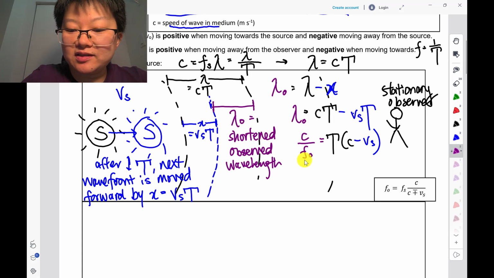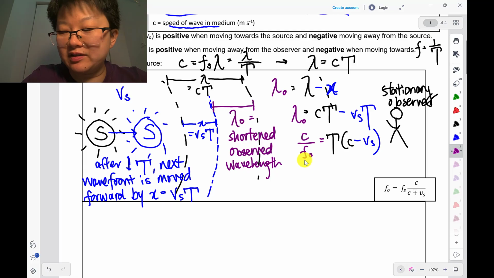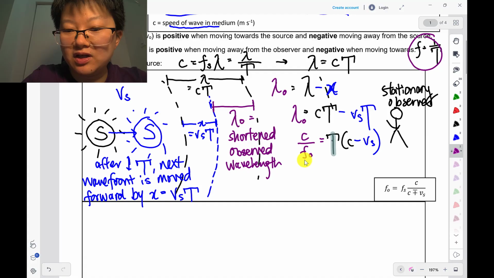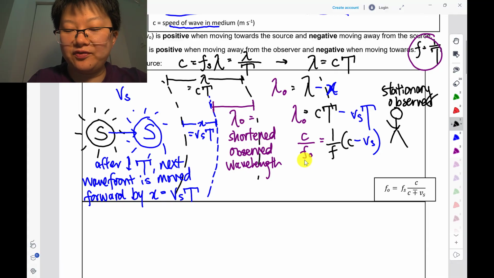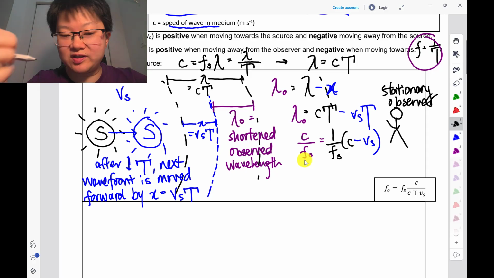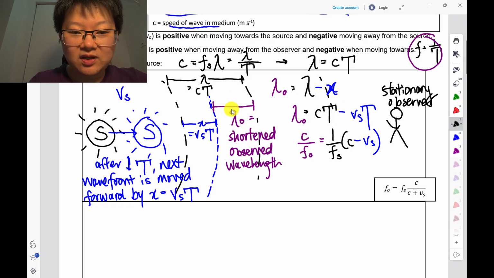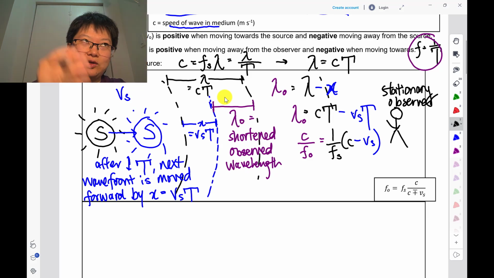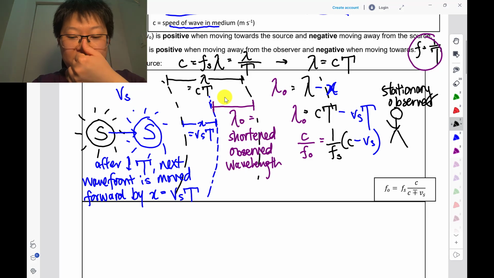And likewise, I can do the same thing for this period. This is the period that's associated with the original frequency. So I can also get rid of this period and then sub in 1 over frequency as well. And this Fs is going to be the frequency of the source, since the period is the same period that we're talking about that's correlated with the original frequency of the source.